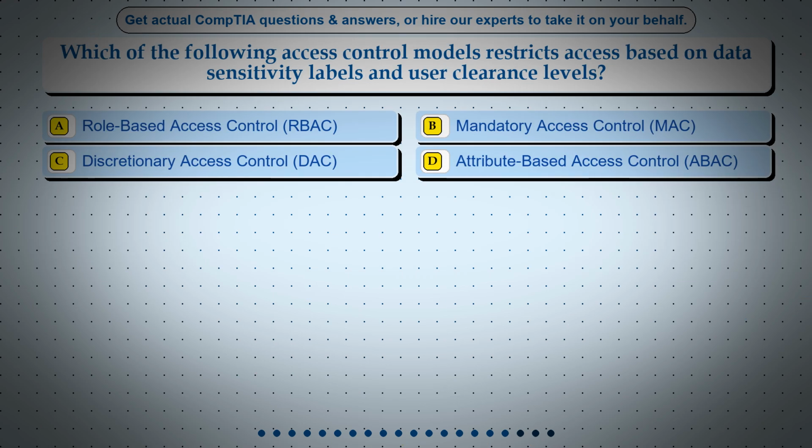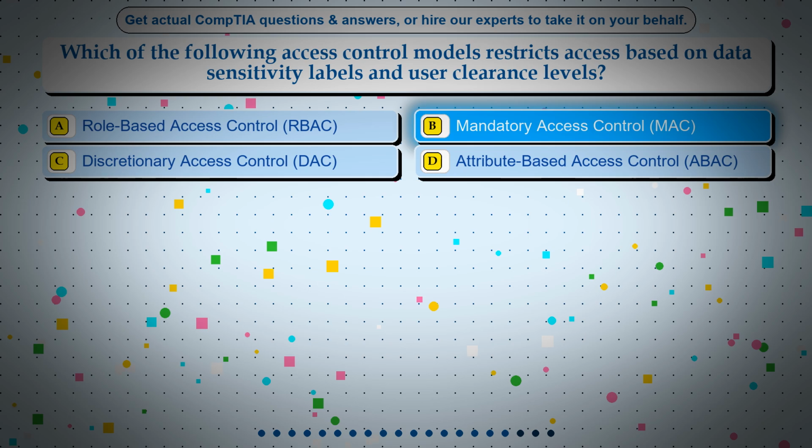Question 17. Which of the following access control models restricts access based on data sensitivity labels and user clearance levels? Option A, Role-based access control, RBAC. Option B, Mandatory access control, MAC. Option C, Discretionary access control, DAC. Option D, Attribute-based access control, ABAC. The correct answer is option B. Mandatory access control, MAC.